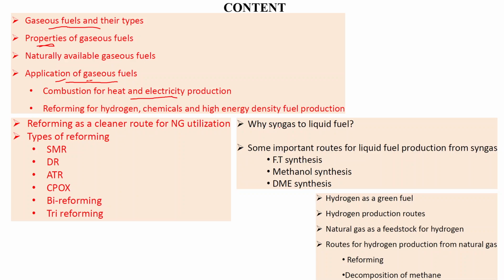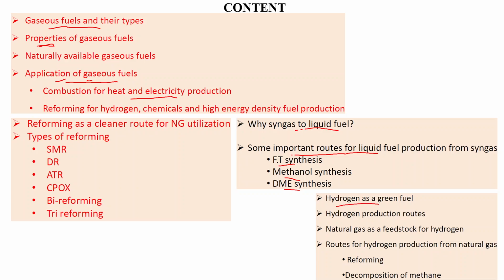Then we will also be talking about why we need to convert this gaseous fuel into liquid fuels and some of the important routes using which we can convert these gaseous fuels to liquid fuels, such as FT synthesis, then methanol synthesis, then DME synthesis. And in the last section, we will be talking about the production of hydrogen from these gaseous fuels. Firstly, we will be talking about the production of syngas from these naturally produced gaseous fuels, and then how this syngas can be used to produce hydrogen.